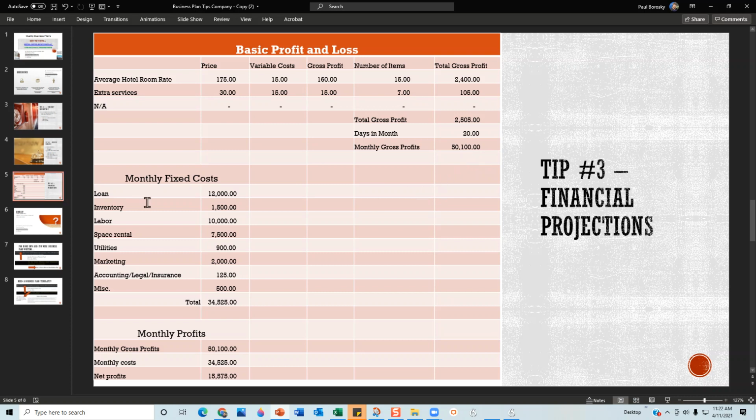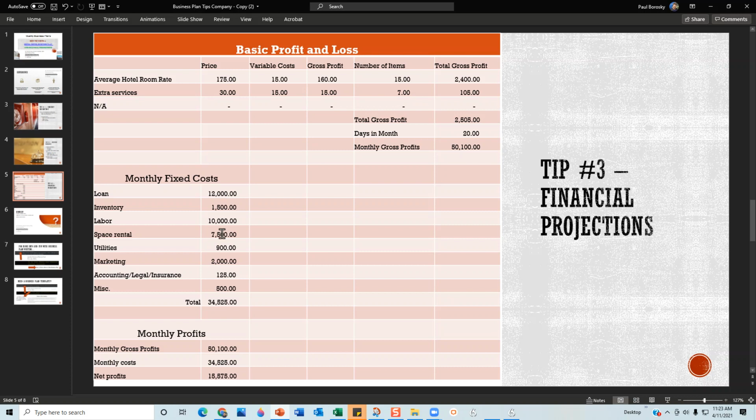The next step is going to be to gather together your monthly fixed cost. You might have a loan payment of $12,000 a month, inventory of $1,500, labor of $10,000, space rental of $7,500. You might have utilities of $900, marketing that you're going to be kicking out $2,000, accounting, legal, and insurance $125, and then your miscellaneous is going to be $500. Whatever these costs are, I just threw some costs down here. They're definitely not going to reflect the real world activities, especially for accounting, legal, and insurance. That's going to be significantly higher. But these are just examples of how to structure it for the hotel motel industry.